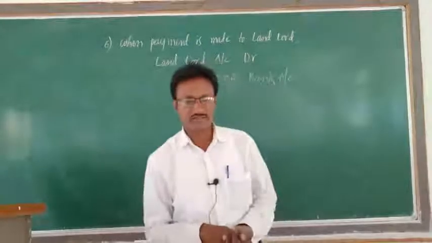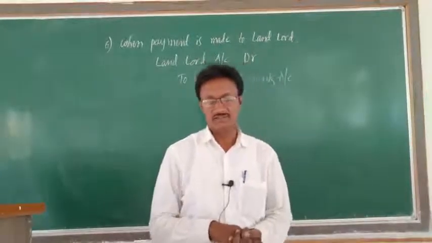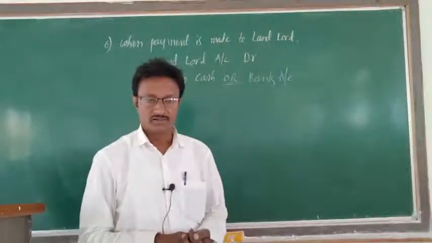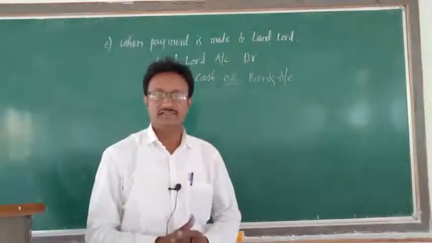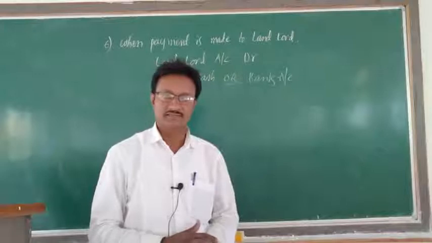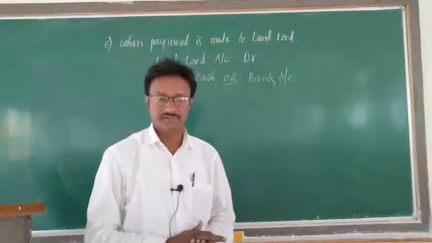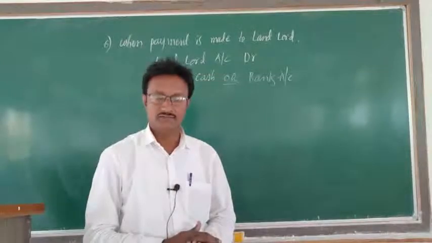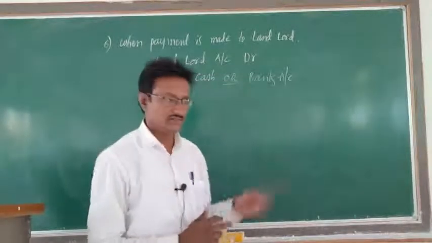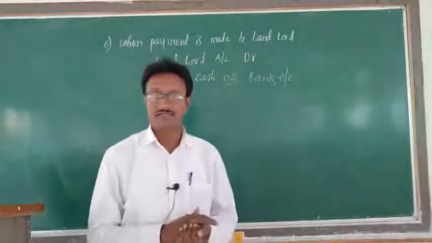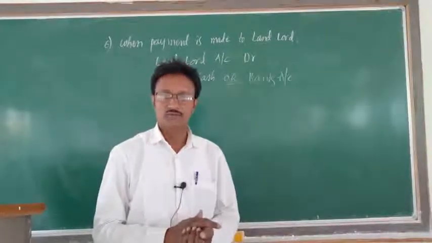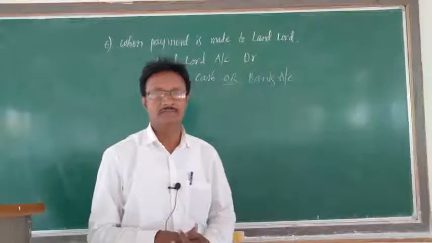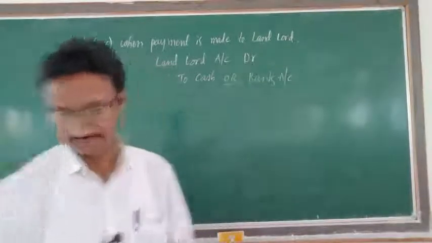Next, we study the first entry by the alternative method. When the actual royalty is less than minimum rent, instead of passing one entry as in the first method, in the alternative method, two entries are passed by opening a minimum rent account.